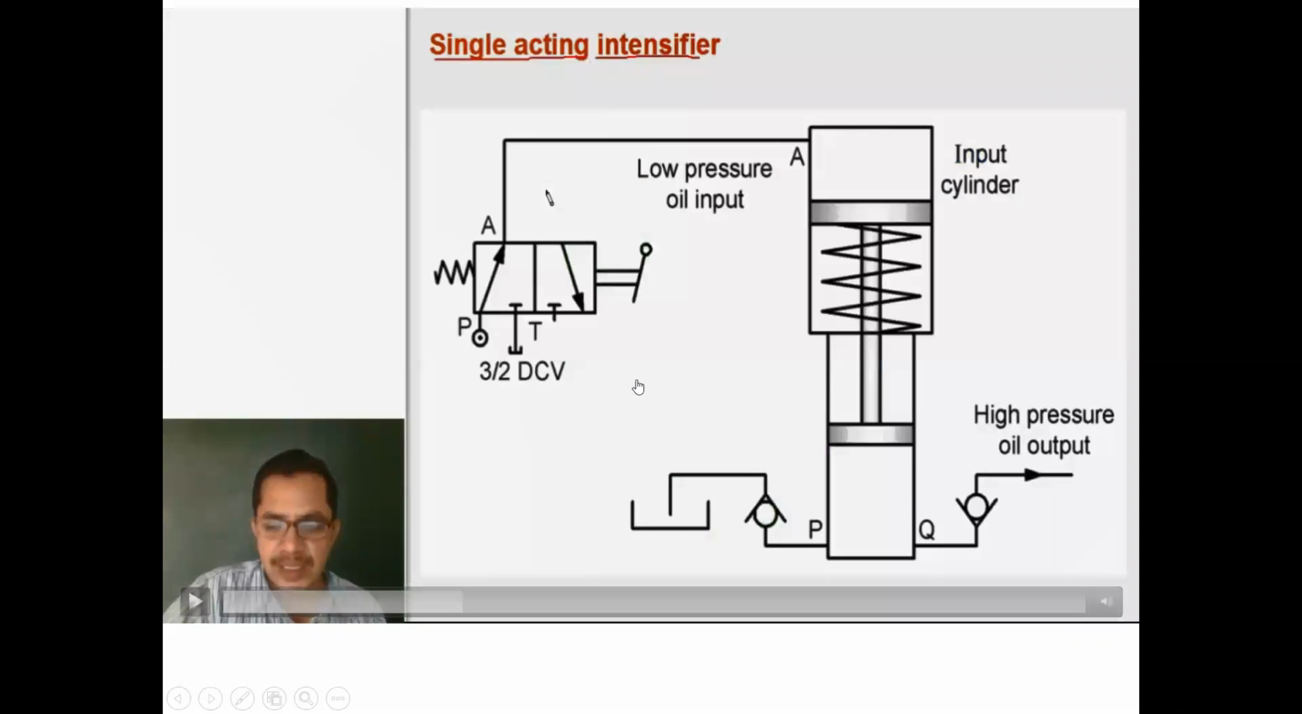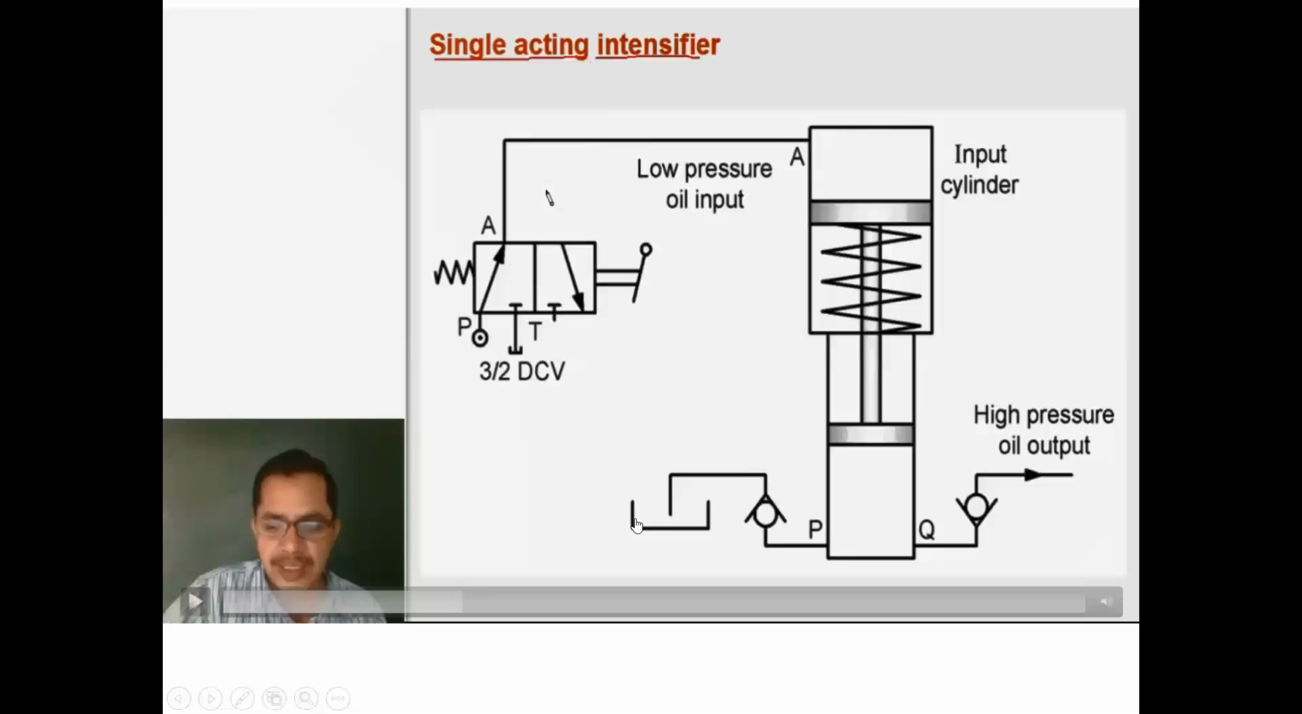Here is the diagram for the single acting intensifier. Again we are going to study its two types, single acting and double acting. This is quite similar to the single acting cylinder and double acting cylinder. So here is the diagram for the single acting intensifier. This is the input cylinder and this is the output cylinder.